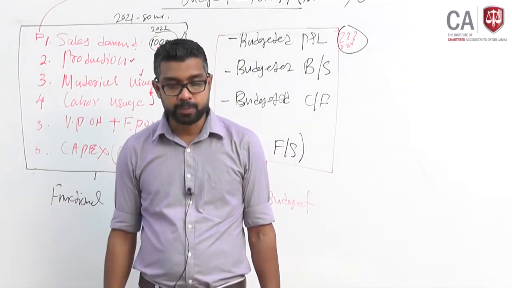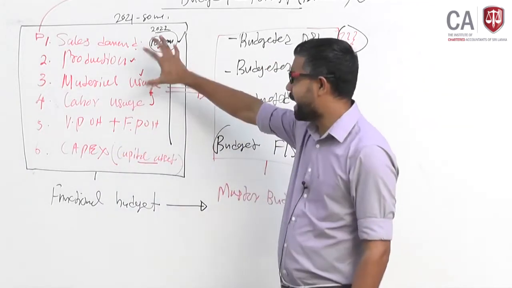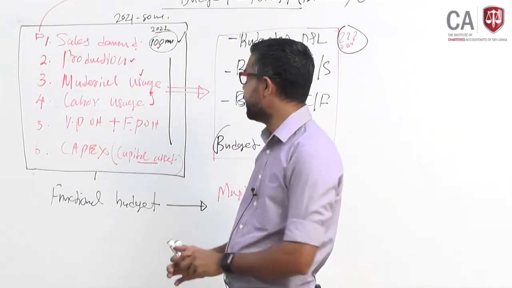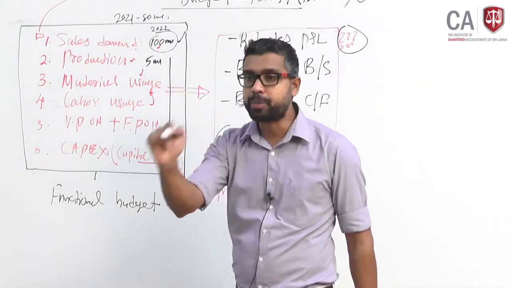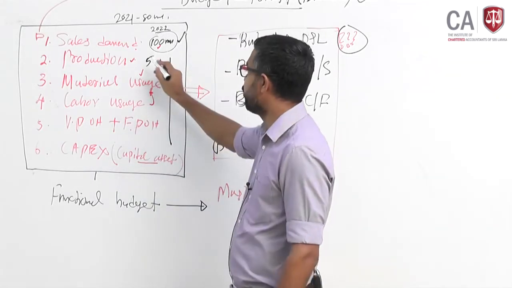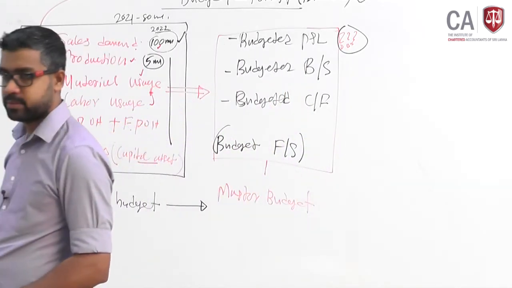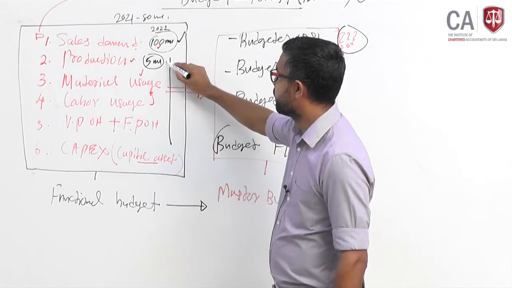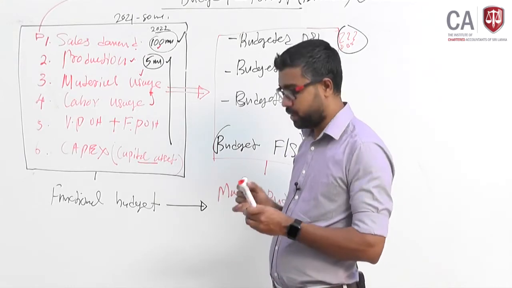Provide a framework for responsibility accounting. When you prepare a budget, you can allocate responsibilities. Production department, your main responsibility is to produce 5 million units. If you don't produce, we can't achieve this 100 million sale, so my performance will be evaluated based on this 5 million. So by doing OT, by working weekends, somehow we are trying to achieve 5 million units. For that I am accountable.